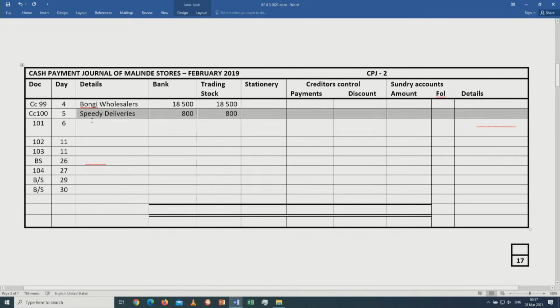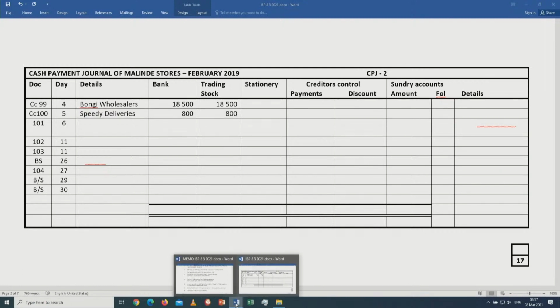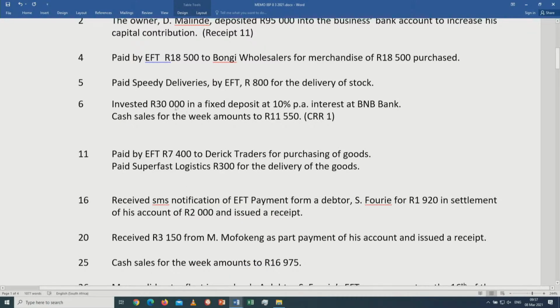You have speedy deliveries, which is the name of the company that you have paid. And then you are paying 800 rand. And what was it for? It was the delivery. It was for the delivery of what? Of the stock. So under cash payment journal, under bank, you're going to have that 800. And then under trading stock, you're going to have another 800. Then we go into another transaction. Going back to our questions.